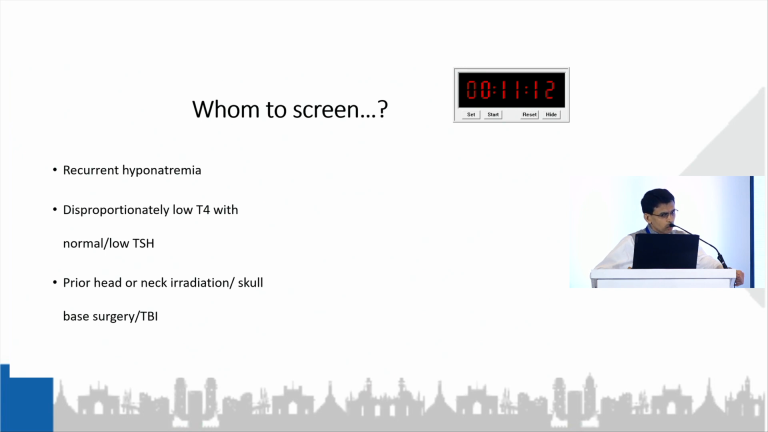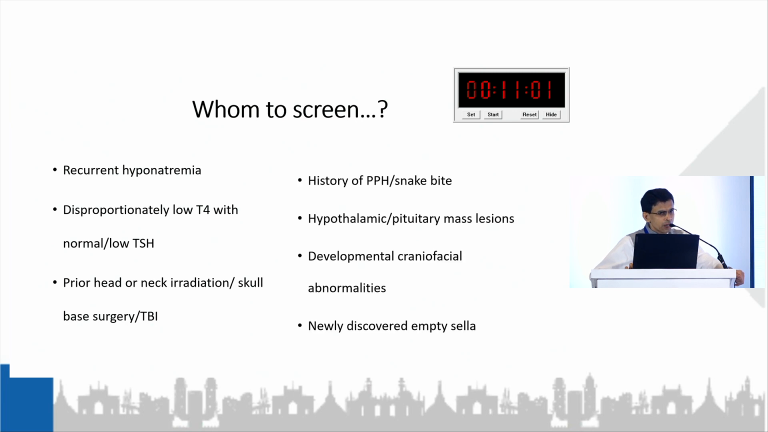Disproportionately low T4 with normal or low TSH, then prior head or neck irradiation, traumatic brain injury, or skull-based surgeries, we are supposed to screen for hypopituitarism. One more, in our part of the country, coastal region, Kerala and Karnataka, history of snake bite. That is also one of the very important histories. We have to go for screening for anterior pituitary hormones.